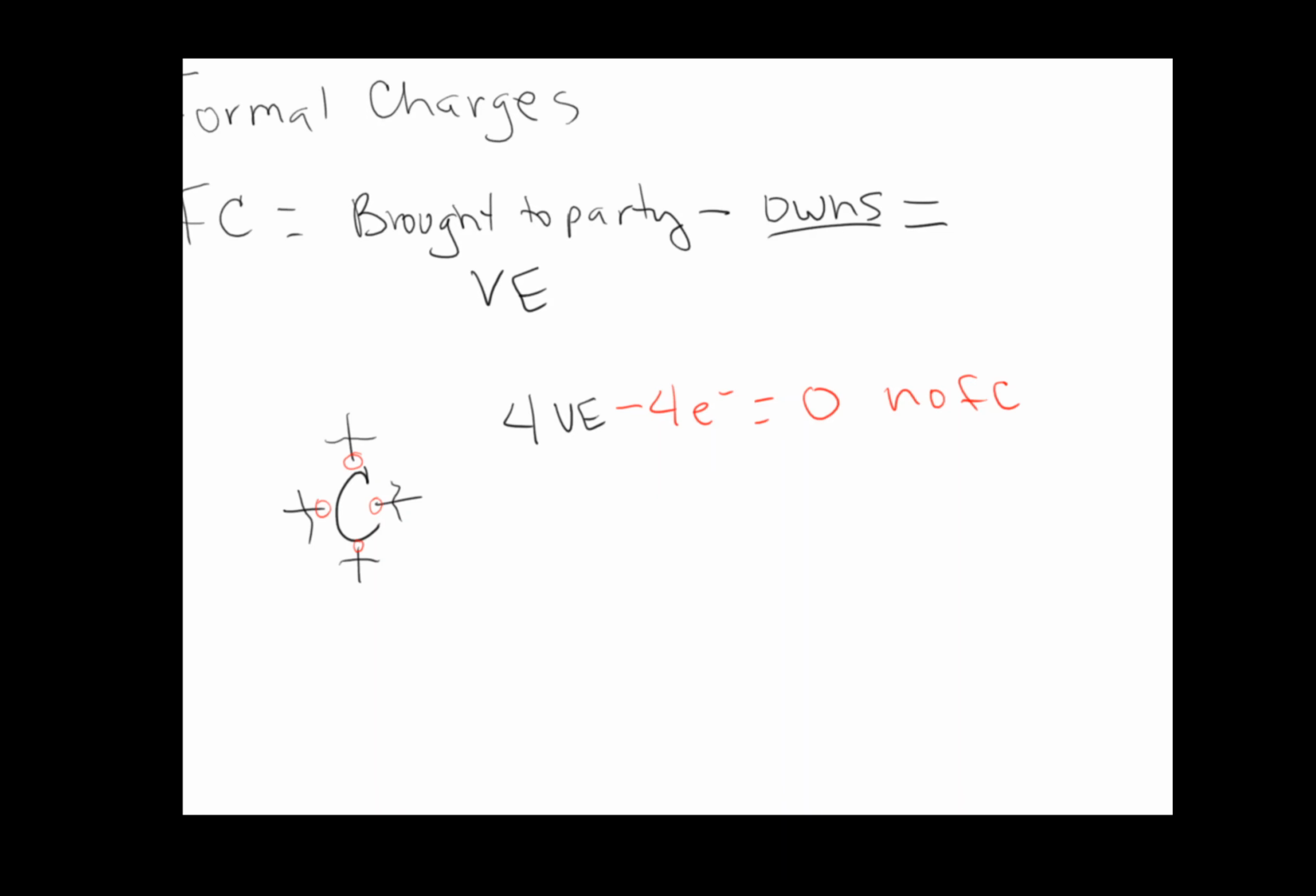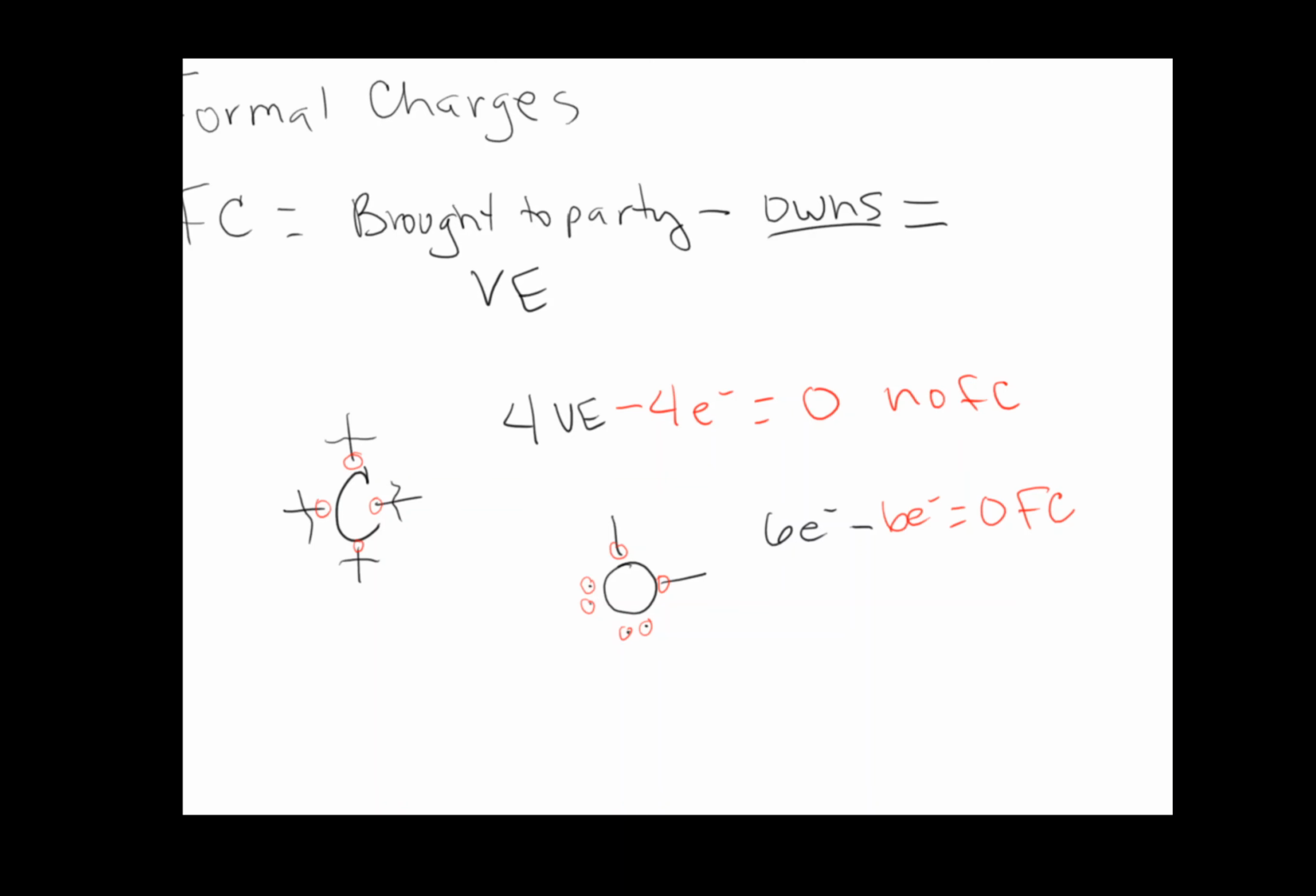All right, let's try another one. What about this? There's my oxygen. Oxygen brought 6 valence electrons with it, and it owns 1, 2, 3, 4, 5, and 6. So it owns 6 electrons for an overall 0 formal charge. And if it's 0, you don't have to put anything.